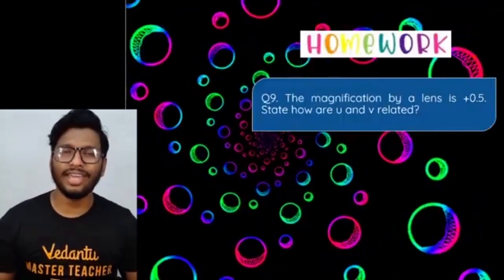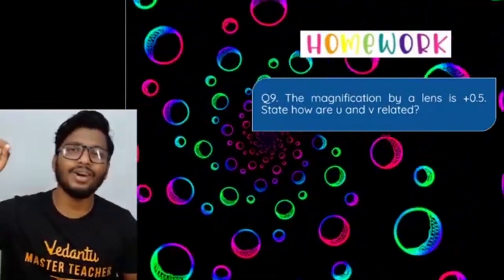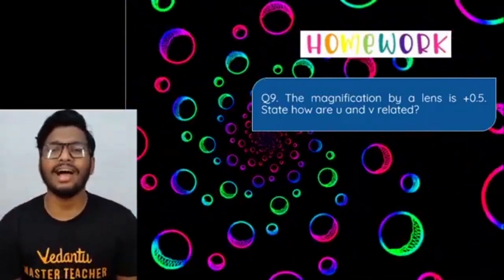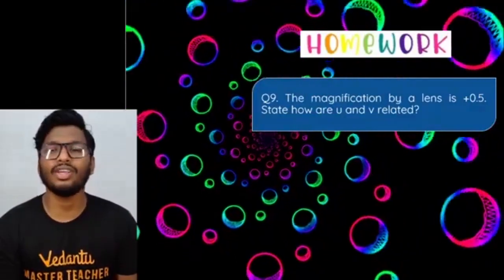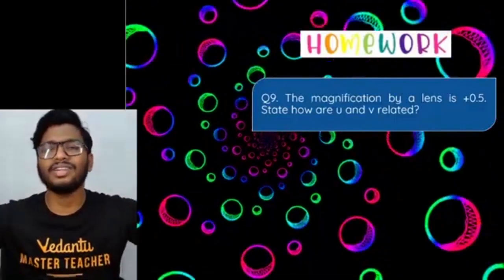But yes, before we say adieu, this is your homework for today. Let me know what is the answer in the comment section below. The question is, the magnification by a lens is plus 0.5. State how V and U are related. Let me know what is the answer in the comment section below.